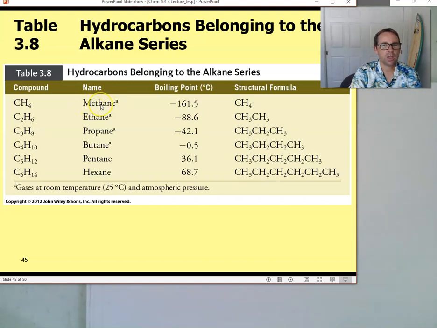But for organic chemistry, 1, 2, 3, and 4 are slightly different. Instead of using mono, di, tri, and tetra, they use meth, eth, prop, and but. And sometimes we'll refer to compounds like methane, ethane, propane, butane. You see how methane is just 1 carbon and 4 hydrogens. Ethane is 2 carbons, and each of those carbons has 3 hydrogens on it. These are organic compounds, and they just contain carbon and hydrogen.